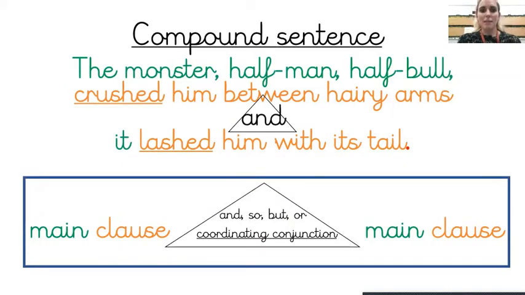Compound sentence. Our example sentence: the monster, half man, half bull, crushed him between its hairy arms and lashed him with its tail. Compound sentences are created by joining two main clauses with a coordinating conjunction. We know our coordinating conjunctions are as though, and, so, but, and, or. In this compound sentence, our first main clause is the monster, half man, half bull, crushed him between its hairy arms. Our coordinating conjunction is and, which joins our next main clause, it lashed him with its tail. We add our punctuation and create our compound sentence.